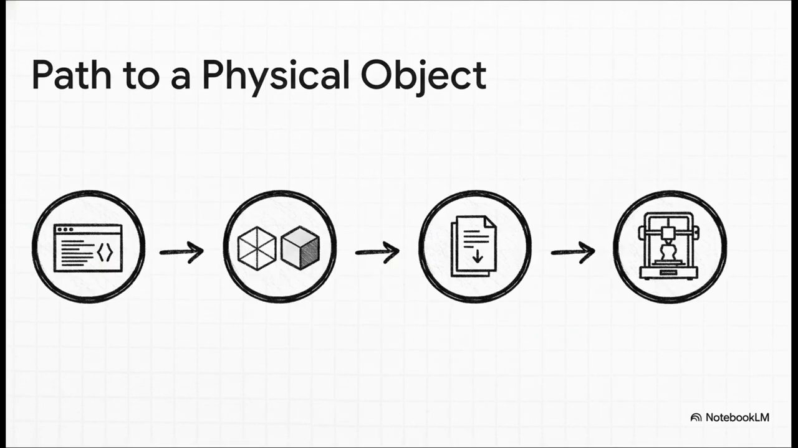So the whole path to a physical object is actually pretty straightforward. Step 1, finalize your design in the code. Step 2, do that full render with F6. Step 3, export the model as an STL file. And step 4, you send that file to your 3D printer. That's it. A nice, clean process from your brain to your hands.